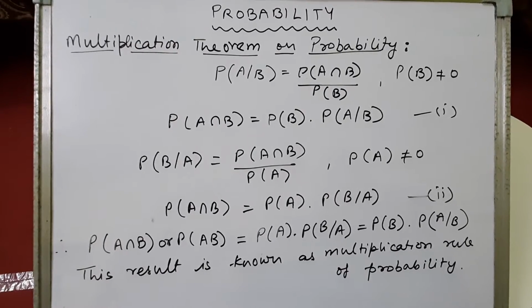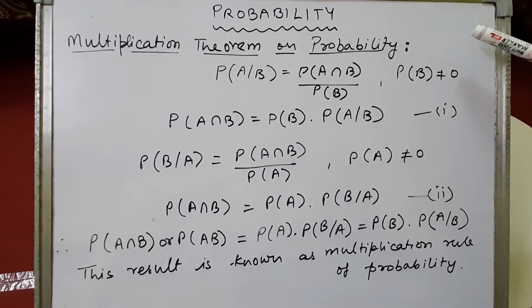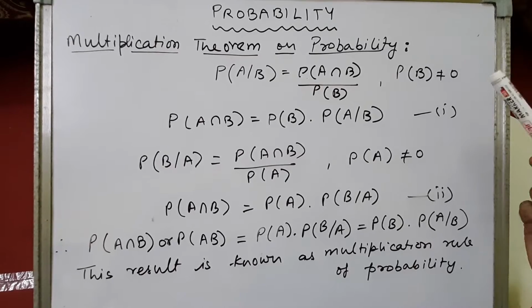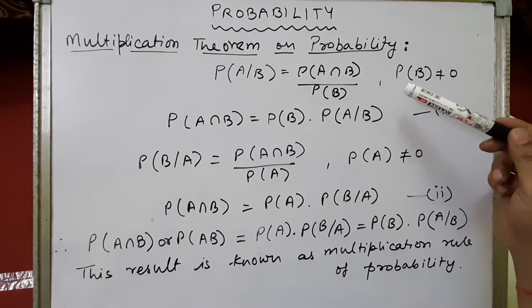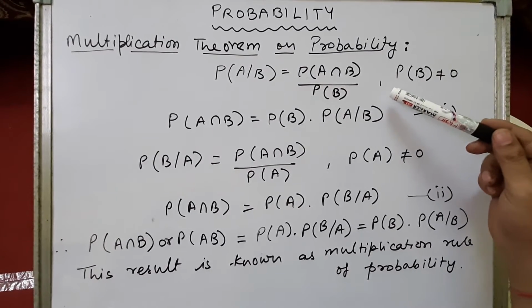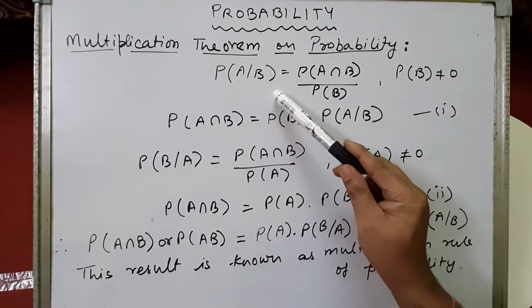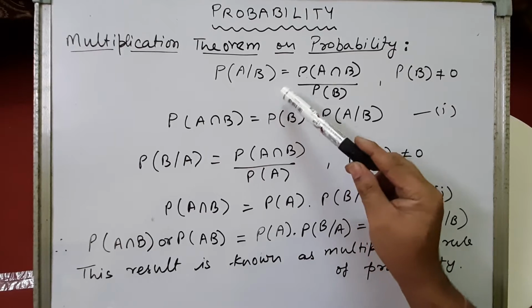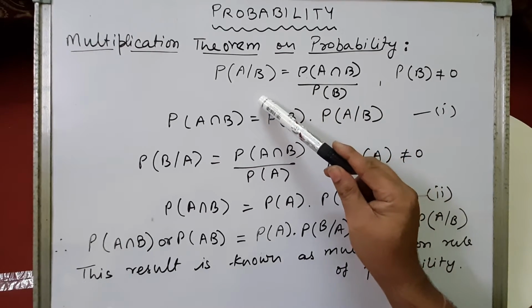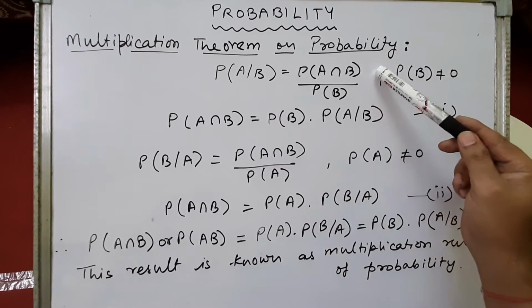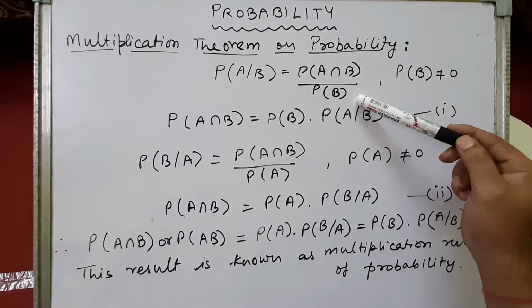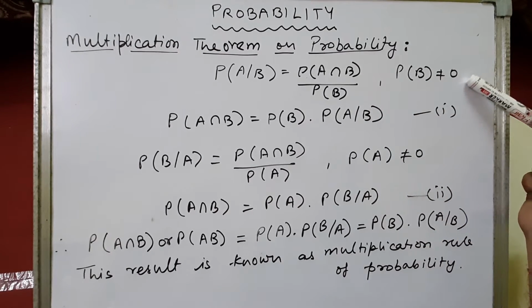Children, today we are going to study the topic probability, the multiplication theorem on probability, right? In the previous class, we studied conditional probability, that event A is happening after the event B has already occurred. So it was probability of A upon B is equal to probability of A intersection B upon probability of B, where probability of B is not equal to 0.